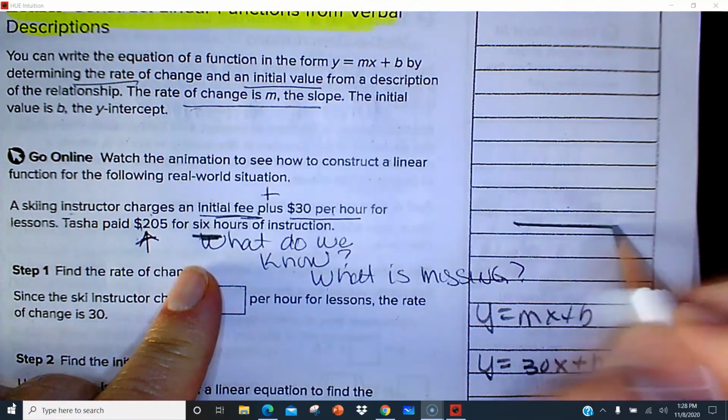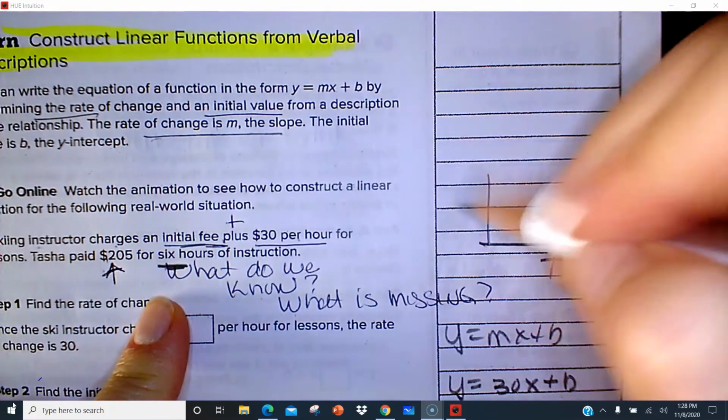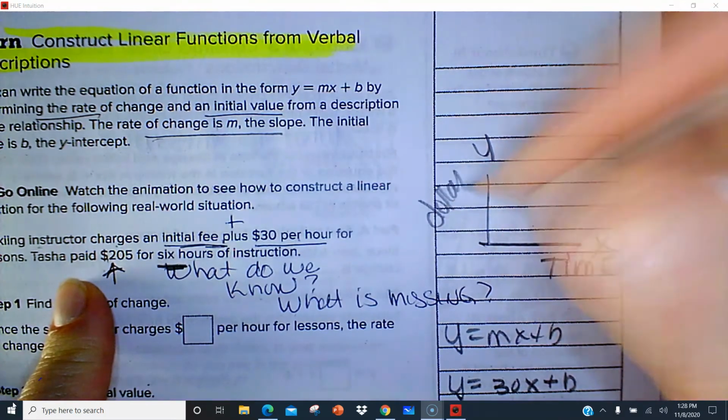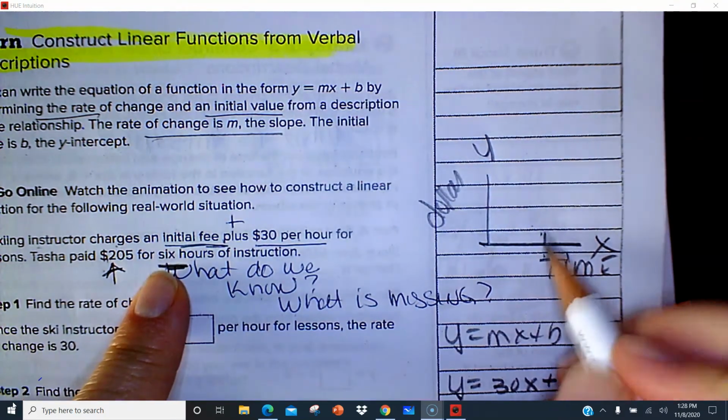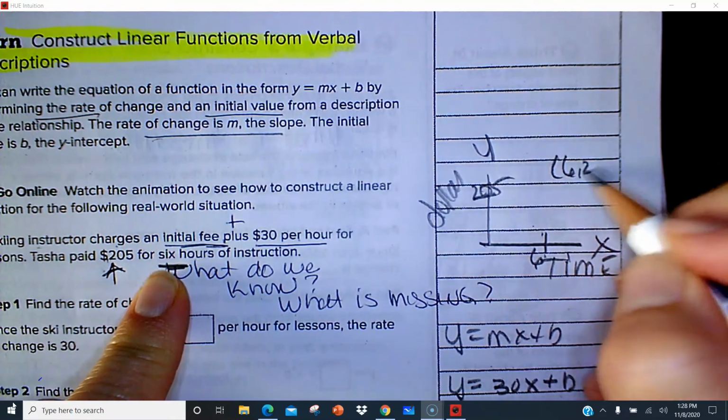X is almost always our time, right? Y is not going to be time. In this case, Y is going to be dollars. So we know we have 6 hours and 205. Okay, so I have an ordered pair of 6 and 205. Does that make sense to you?